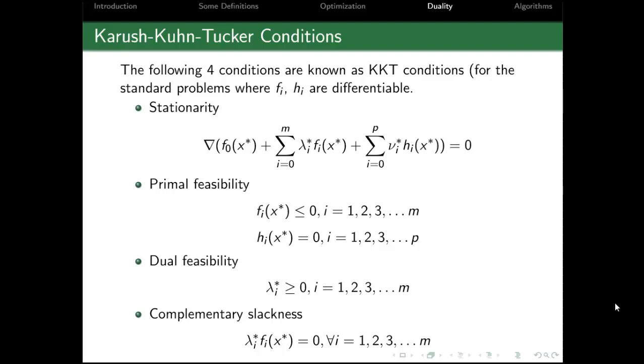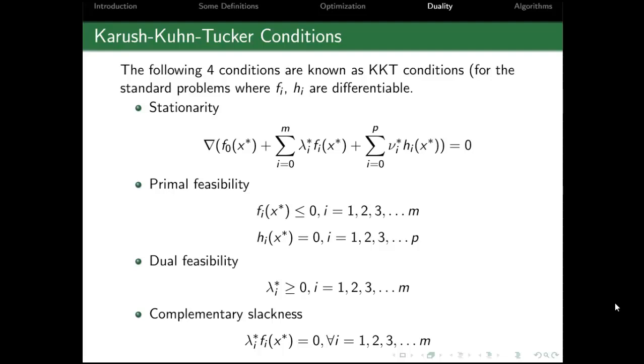Now we look at Karush-Kuhn-Tucker conditions, also known as KKT conditions. These provide us the necessary conditions for a point x star, lambda star, nu star to be optimal. Consider any point x star, lambda star, nu star. If it has to be an optimal solution, these things have to be satisfied.